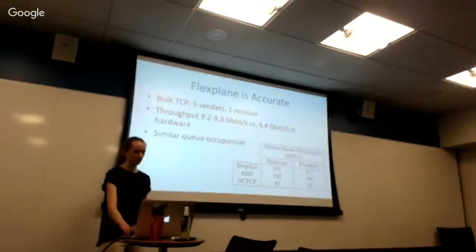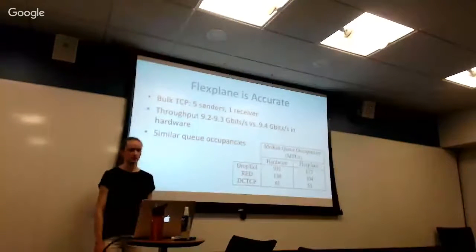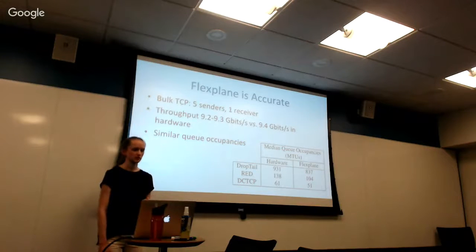During this experiment, we also sampled the queue occupancies in the hardware switch and in the Flexplane emulator every millisecond. We found that for each scheme, the queue occupancies in Flexplane were similar to those in hardware. The most noticeable difference between the two is that the queue occupancies tended to be slightly lower in Flexplane than in hardware because of the effectively longer round-trip time in Flexplane.